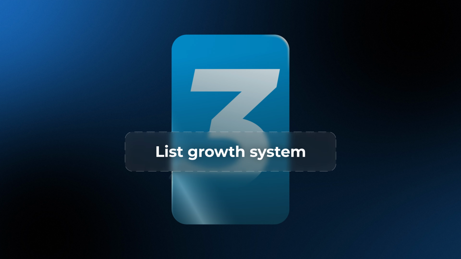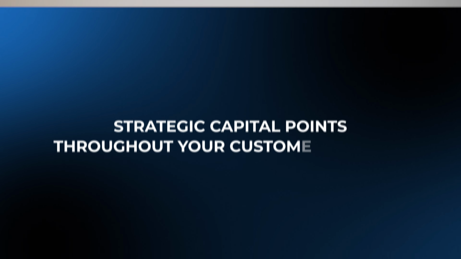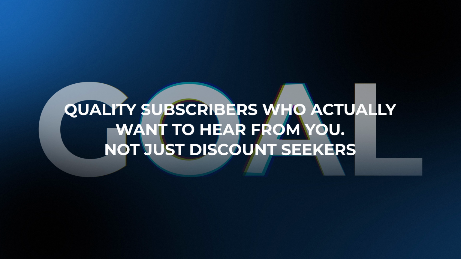Step 3, this is your list growth system. Now I'm going to be building a list growth machine. I'm not talking about a generic 10% off pop-up that everyone ignores. I'm talking about strategic capture points throughout your customer journey. This includes exit intent pop-ups with compelling offers, post-purchase SMS opt-in when customers are most engaged, and quiz funnels that segment people while they subscribe. The goal is quality subscribers who actually want to hear from you, not just discount seekers.